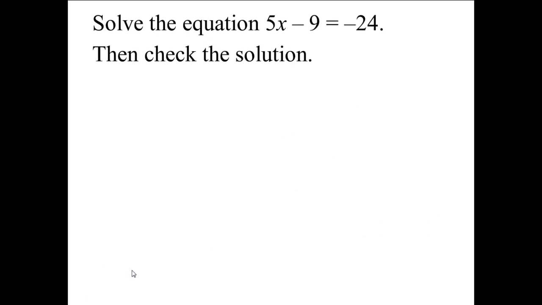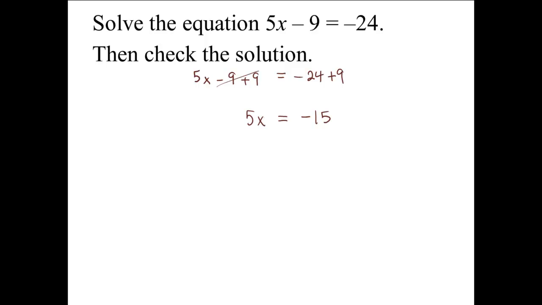Solve the equation 5x minus 9 equals negative 24. Then check the solution. In order to isolate this term with x in it, we're going to deal with this subtraction of 9. We're going to think of it as a negative 9, and we're going to add its opposite, which is positive 9, adding positive 9 to both sides of this equation. Negative 9 plus 9 is 0, and we get 5x on the left-hand side of the equation. Negative 24 plus 9 is equal to negative 15.